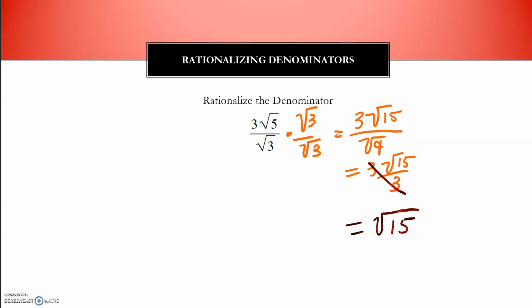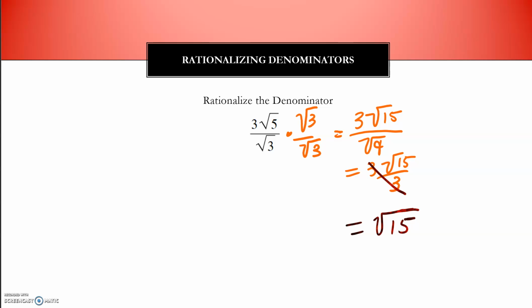So root 3 over root 3, multiply by that, we would get 3 root 15 over the square root of 9, 3 times 3. We know the square root of 9 is 3, and like I mentioned on the last problem, you have to cancel the 2 3's. So that goes away, but the 15 is under a radical, so I can't cancel anything with 15 and 3. It just stays the square root of 15.